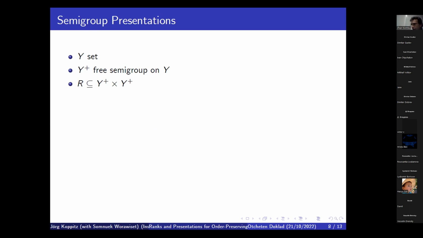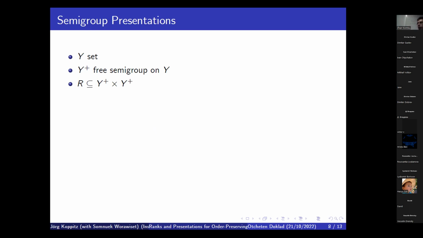So now we want to find a presentation for the case p is 1. That means we could not find such a result for all p, but for p is 1 we could find a presentation for the semigroup.